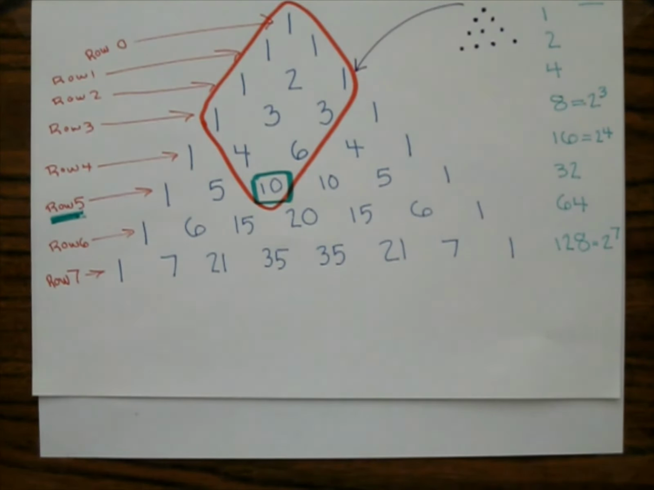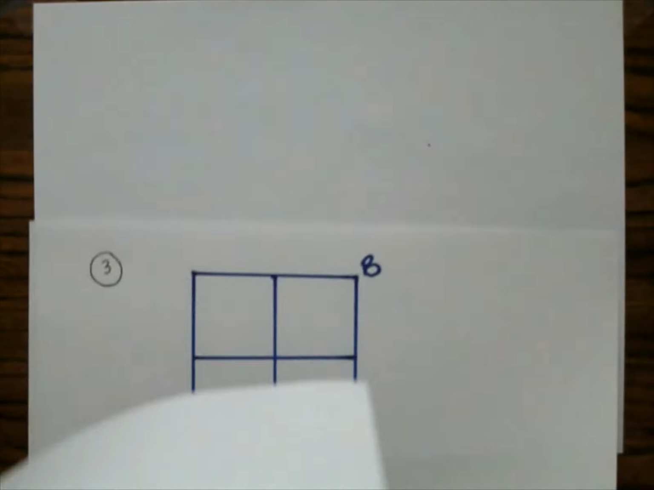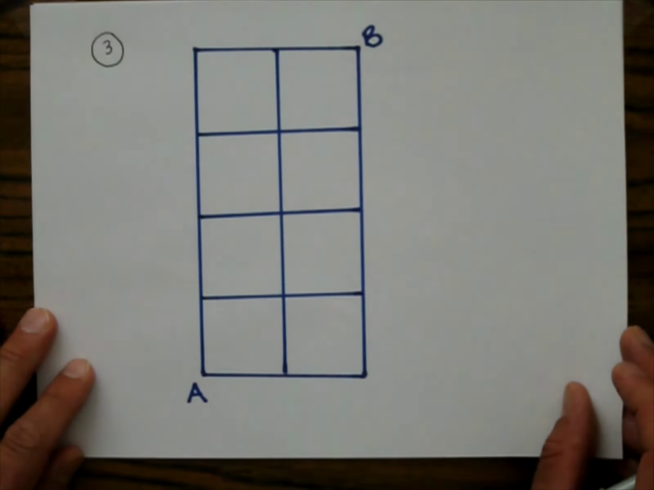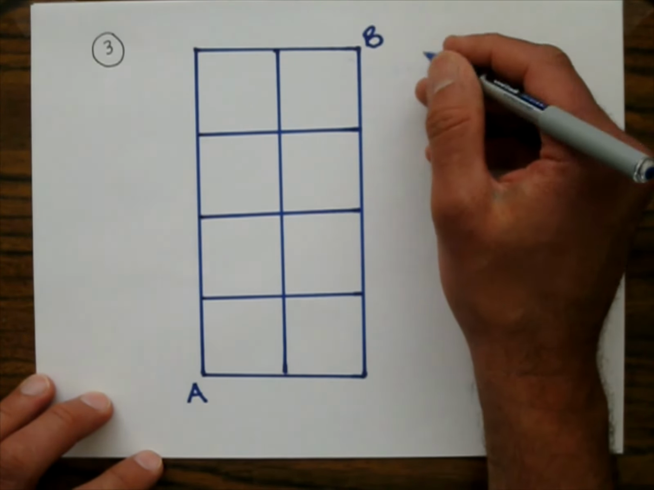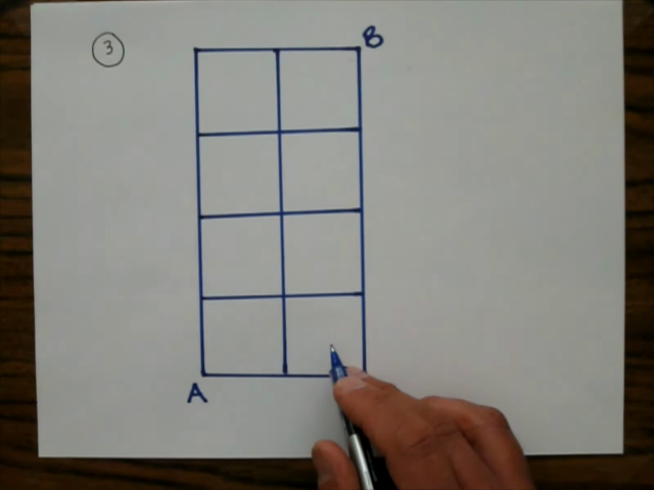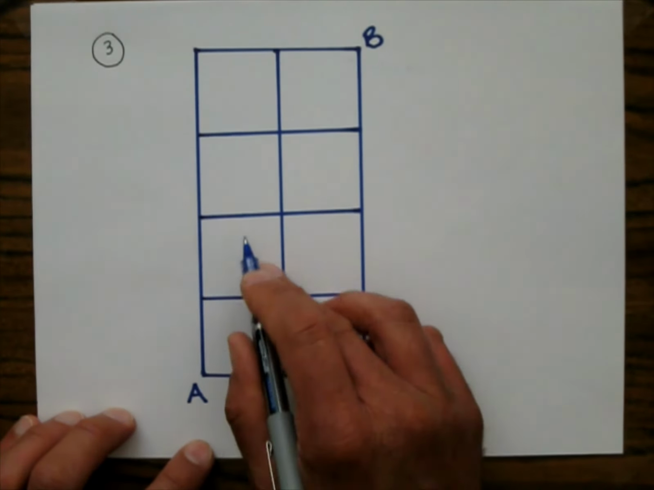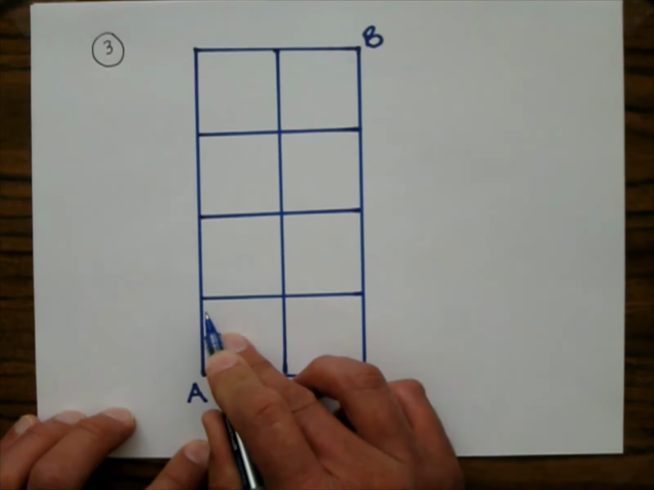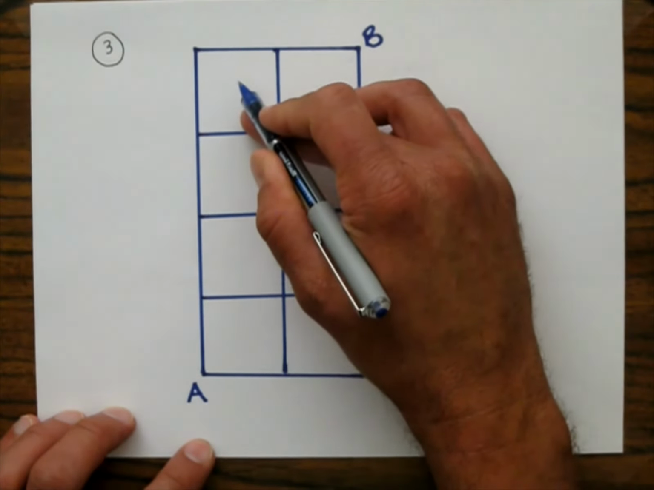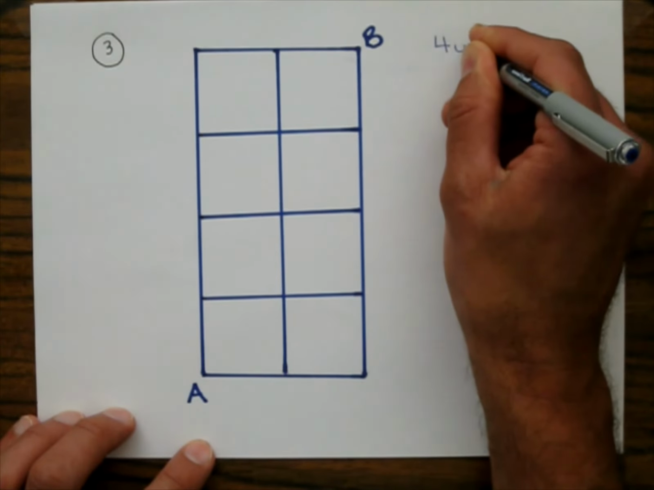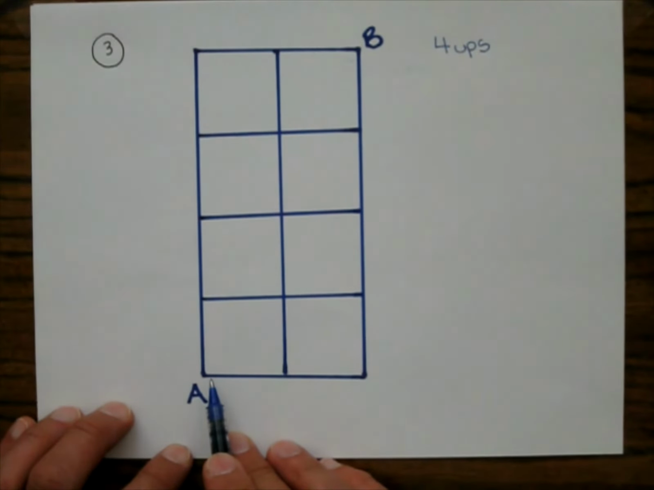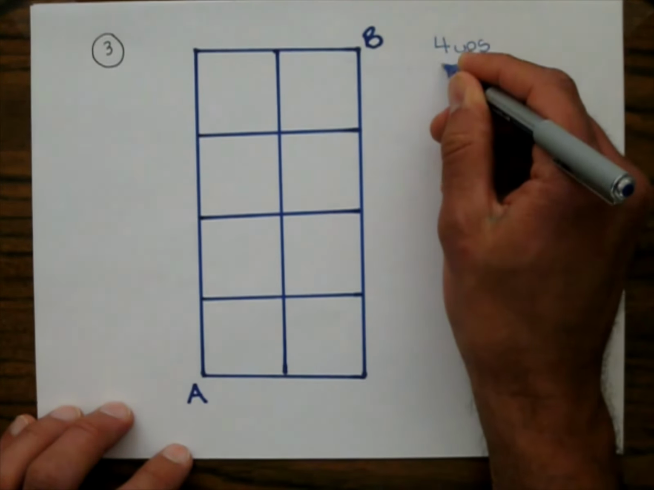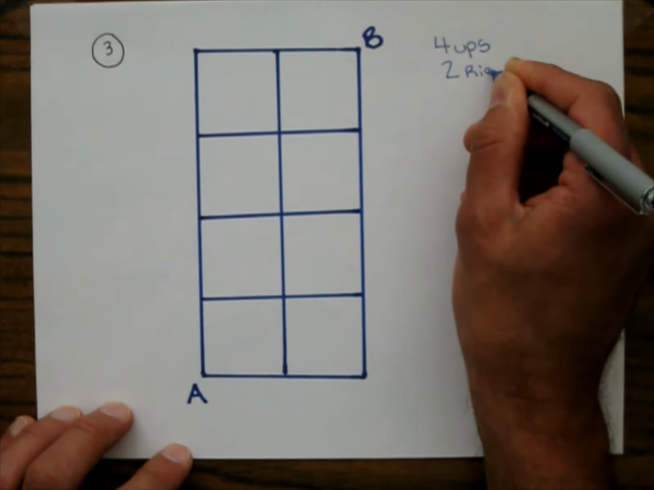Okay, so the next problem is problem number 3. We have Pascal's triangle. We'll put it back down when we need it. Okay, how many direct routes are there from A to B? Okay, so this is what we're going to do. We're going to count how many times we would have to go up. Well, 1, 2, 3, 4. So 1, 2, 3, 4, it's the same as counting the number of squares. So there are 4 ups. And how many times would you have to go to the right? 2 times. So 2 rights.